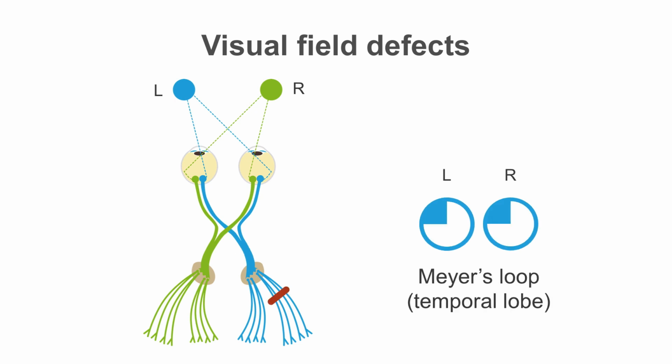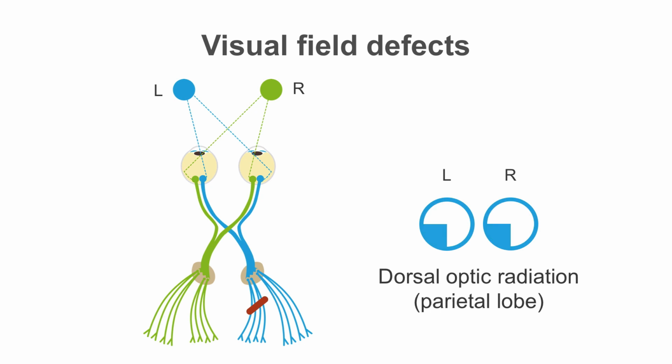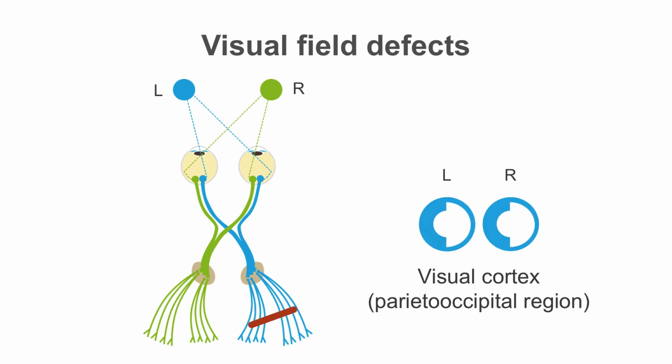Lesions of the optic tract will lead to congruent hemianopsia, a loss of vision on the same side in both eyes. As we've discussed previously, lesions of the temporal lobe affecting Meyer's loop result in superior quadrantanopsia, and lesions of the dorsal optic radiation in the parietal lobe lead to inferior quadrantanopsia. Lesions of the optic radiation in the parieto-occipital region lead to macular-sparing hemianopsia.